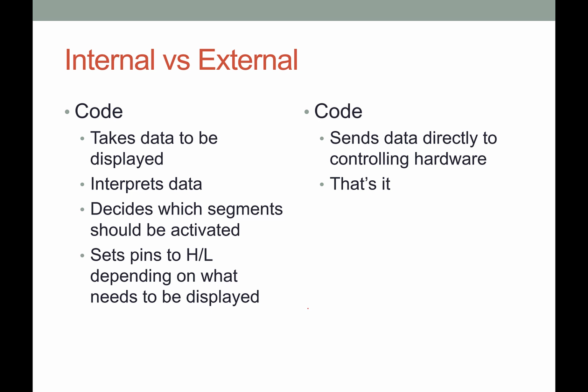So again, a little bit about the display mechanisms and what would happen for the coding. We have to figure out how to take the data to be displayed. We're going to have to interpret the data, decide which segments should be activated, and set pins on our output ports to high or low depending on what we want to have displayed. On the other hand, if we use this decoder, we're just going to send the data directly to the controlling hardware and be done with it. Hey, that's a little bit nicer.